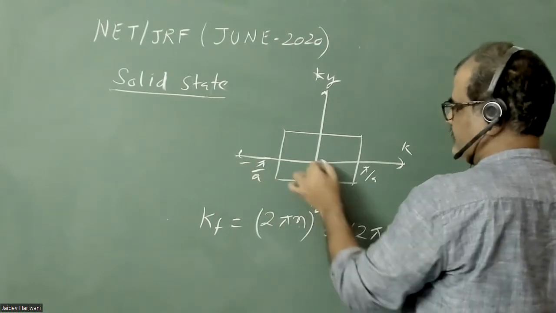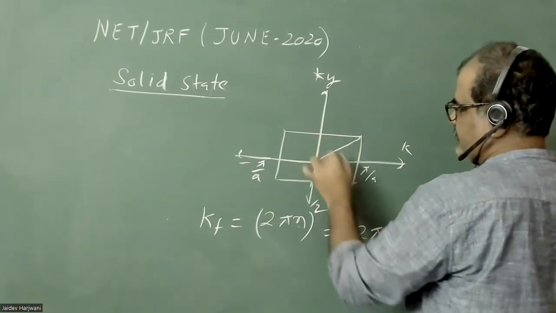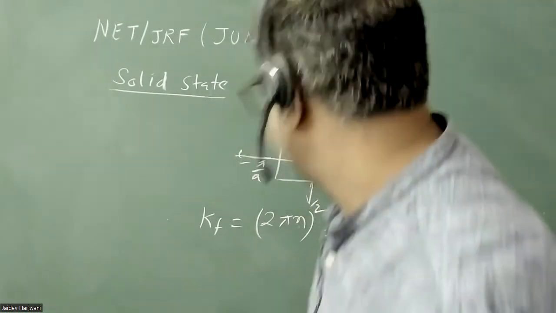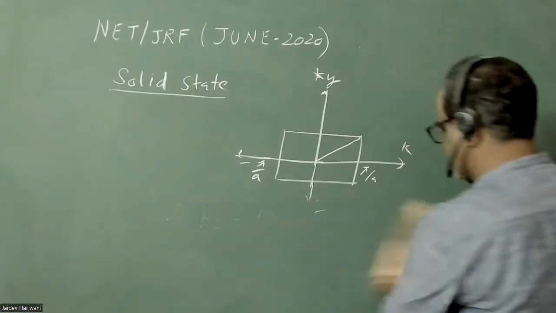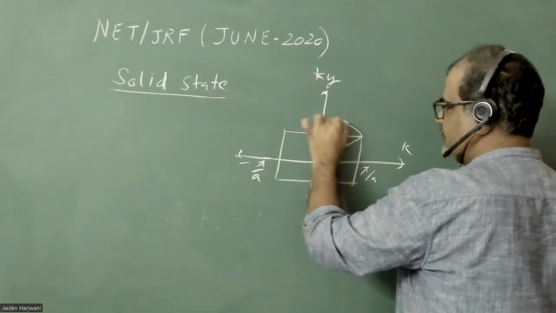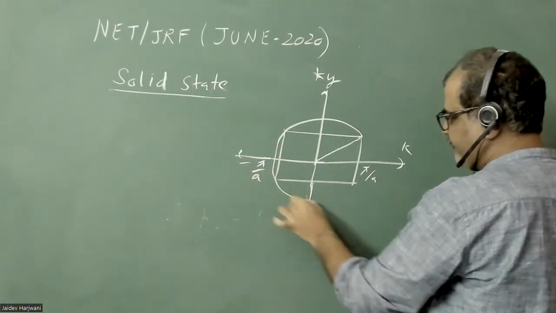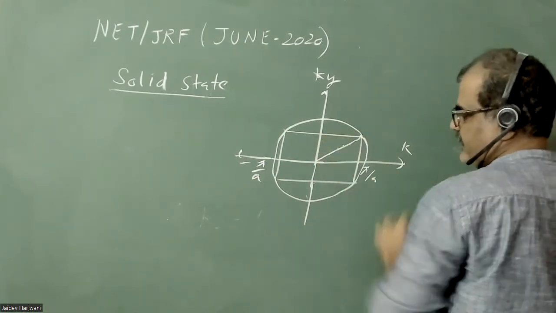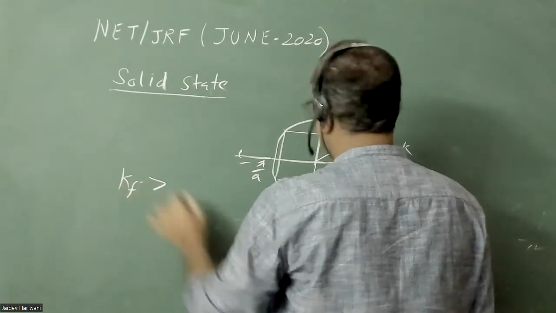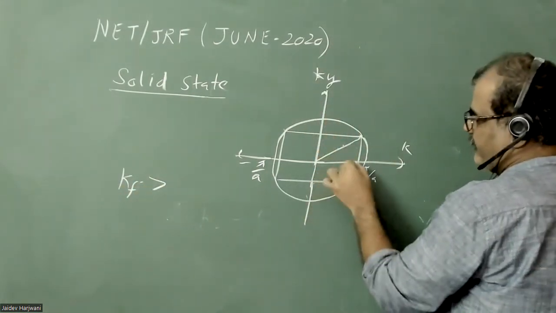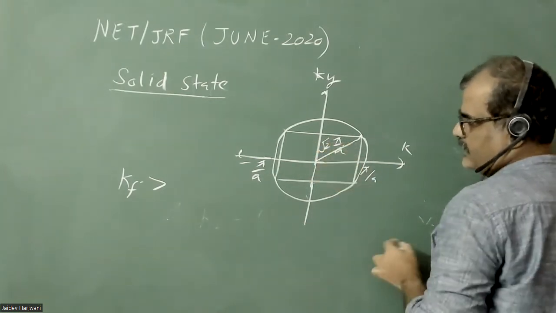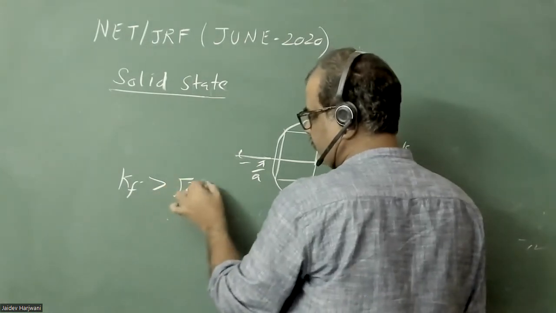If I calculate this distance, this edge, if my Fermi sphere contains this first Brillouin zone, then the minimum kf should be equal to this value. That means my kf should be greater than this value, and if you calculate this value it comes out to root 2 pi by a. So my kf should be greater than root 2 pi by a.